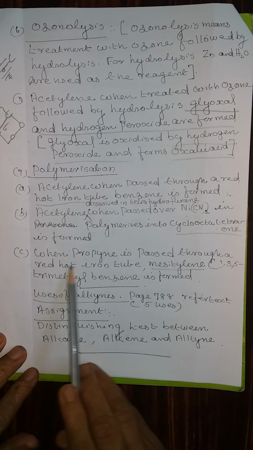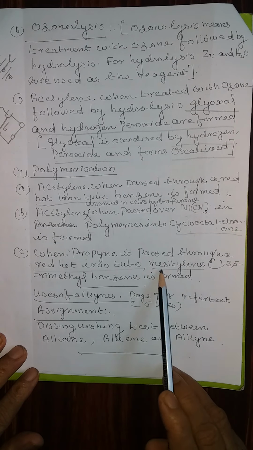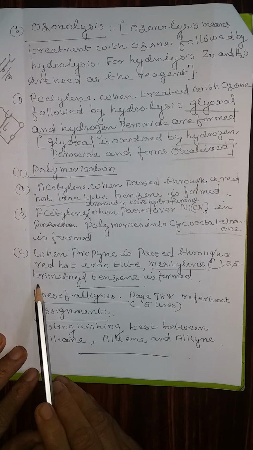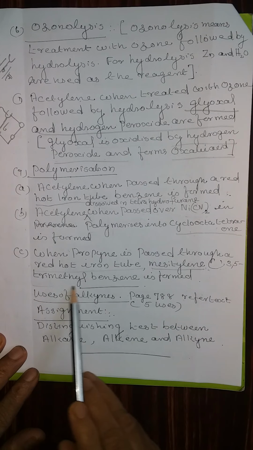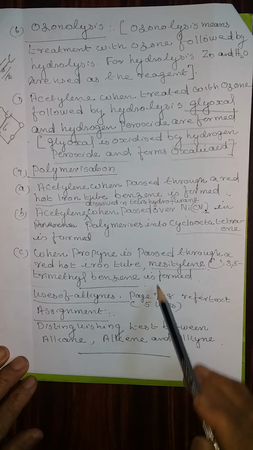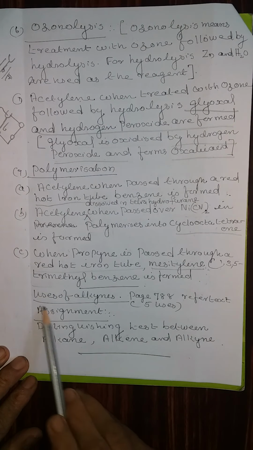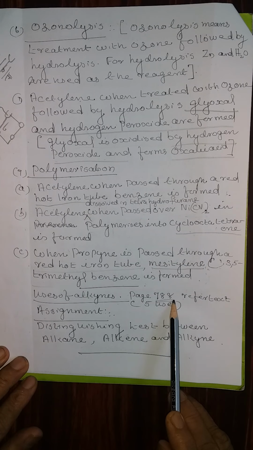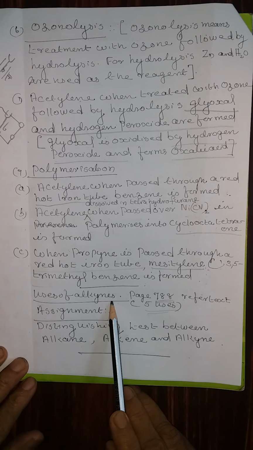Last one, when propyne is passed through red hot iron tube, mesitylene, you must know the structure of mesitylene, or it is also known as 1,3,5-trimethylbenzene, is obtained. 3 equations. You must have a thorough idea about all the 3 chemical formulas. Now last, uses of alkynes. In page number 788, refer text, 5 uses of alkynes are given.